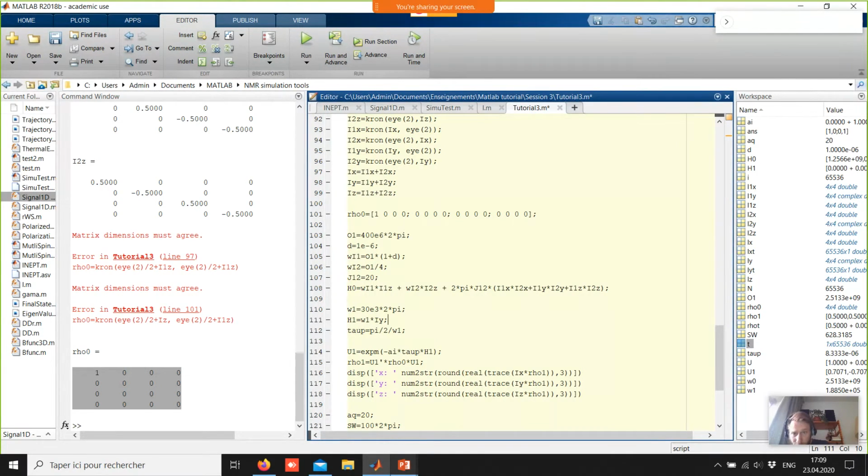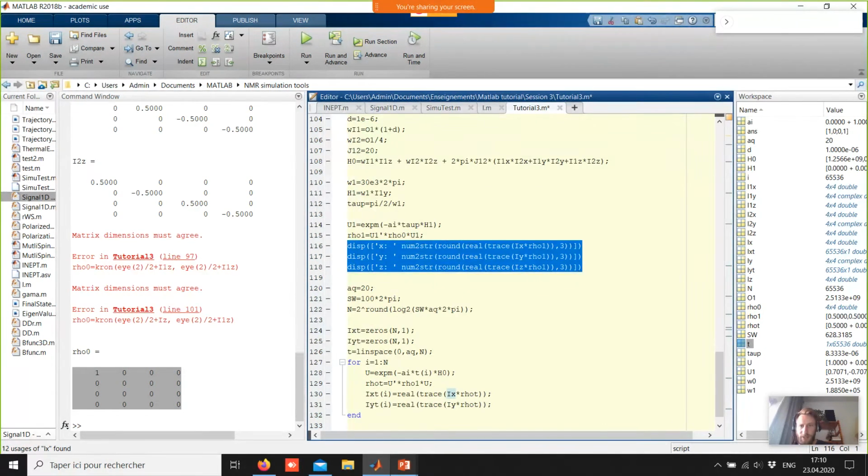We can keep these parameters for the pulse. But now we have to think about the pulse Hamiltonian. What spin do we want to pulse on? So if I write Iy, it is the angular momentum operator for both spins at the same time. So if I say that I'm pulsing only on the proton, for example, I have to write I1y. So now this Hamiltonian is only affecting the proton. I remove this for now.